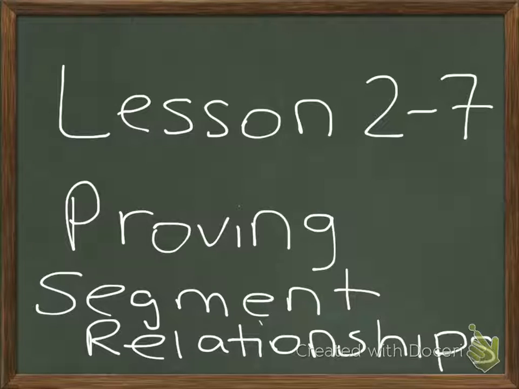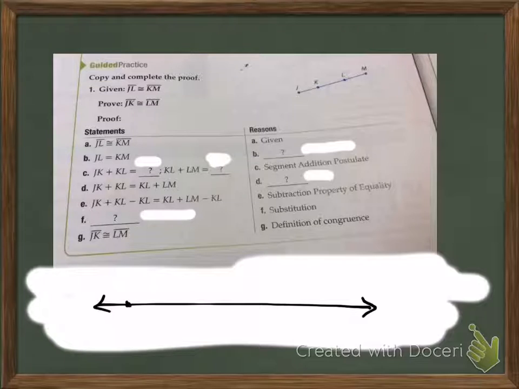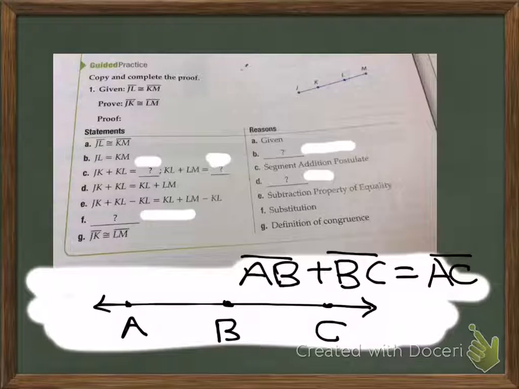collinear on the same line, if you add the first 2 points together plus the next 2 points together, it's going to be a total of the first point plus the last point. So if I drew a picture, it would look like this. So AB plus BC equals AC. And that would be the segment addition postulate.